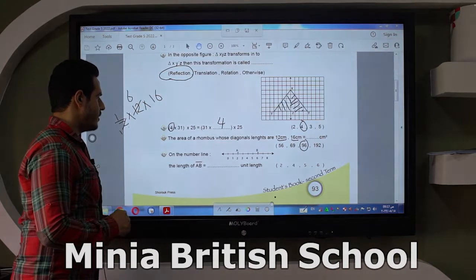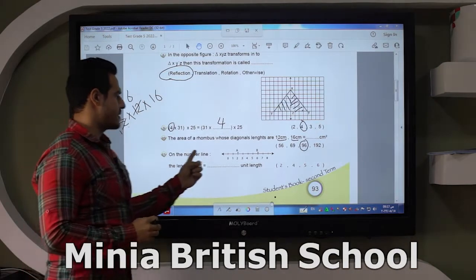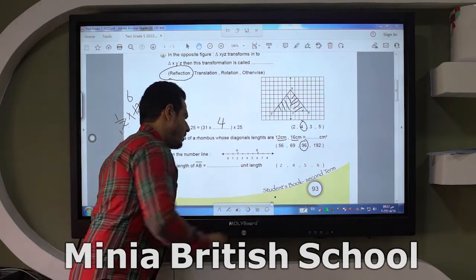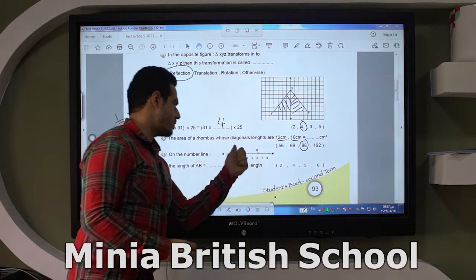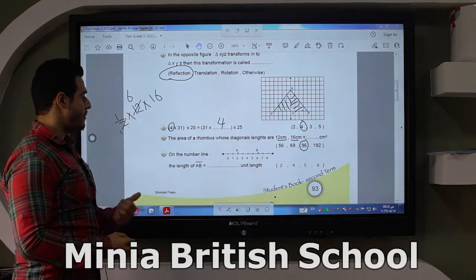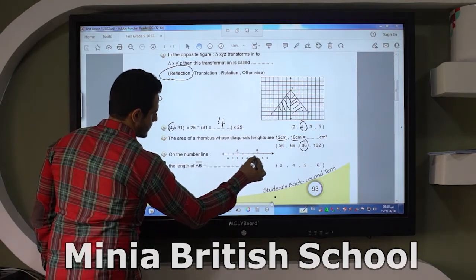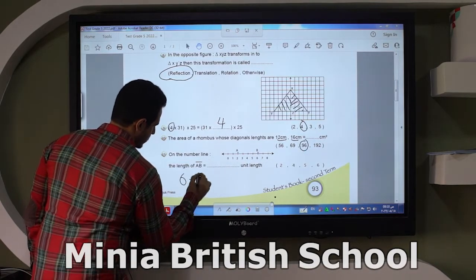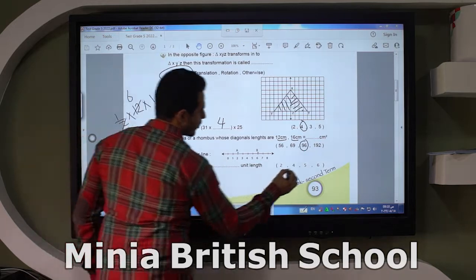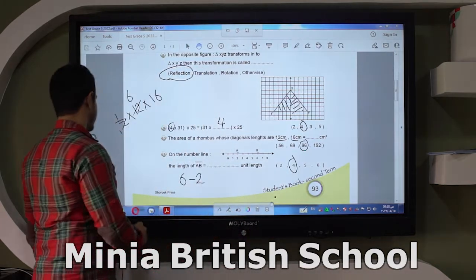Number 11, on the number line. This is the number line. A lies on 2, B lies on 6. The length of AB is B minus A. 6 minus 2 equals 4 length units.